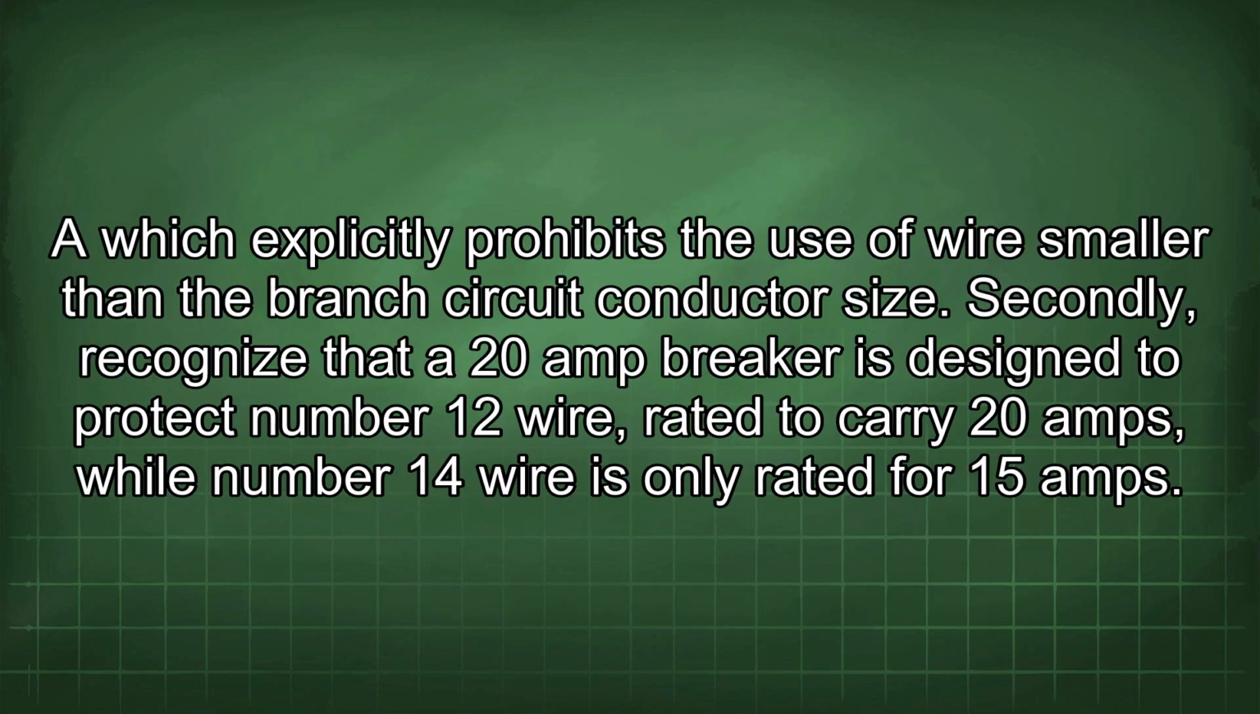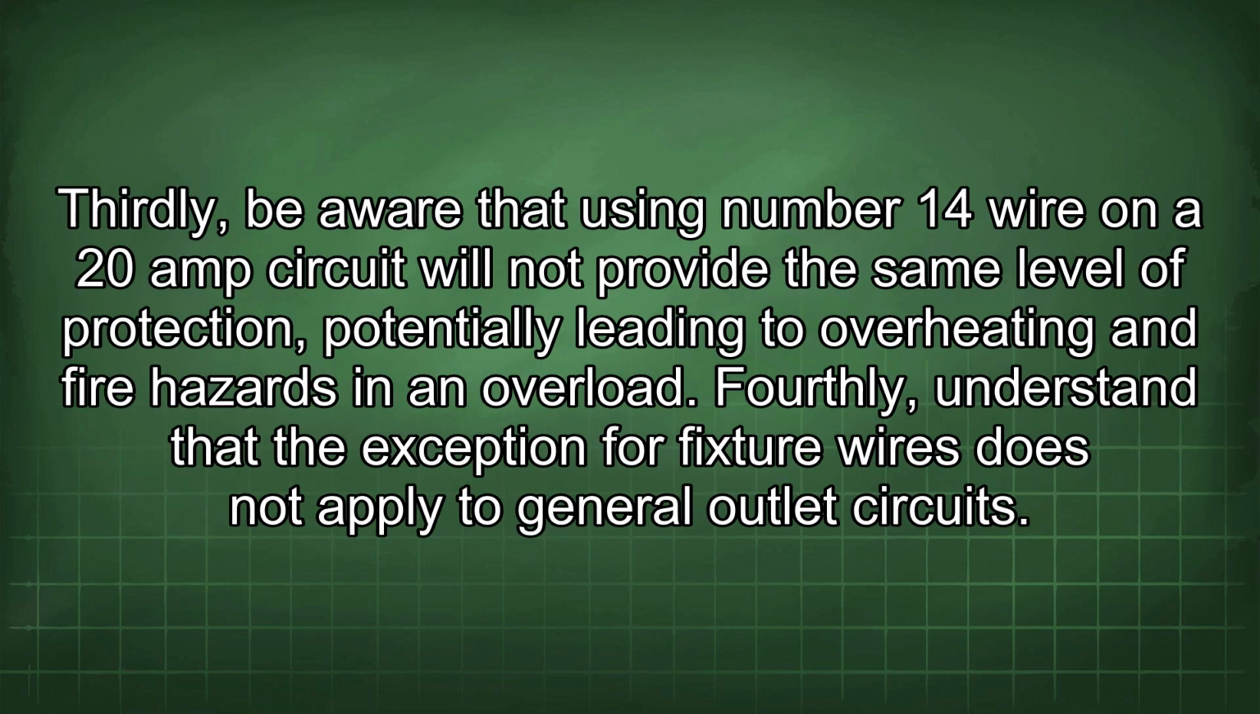which explicitly prohibits the use of wire smaller than the branch circuit conductor size. Secondly, recognize that a 20 amp breaker is designed to protect number 12 wire, rated to carry 20 amps, while number 14 wire is only rated for 15 amps. Thirdly, be aware that using number 14 wire on a 20 amp circuit will not provide the same level of protection, potentially leading to overheating and fire hazards in an overload.